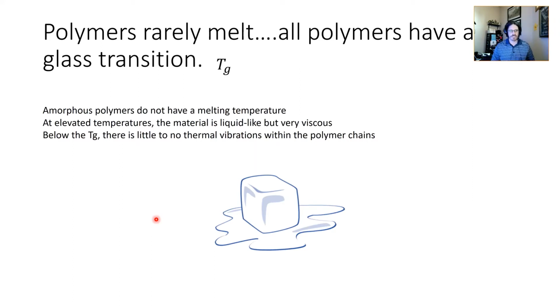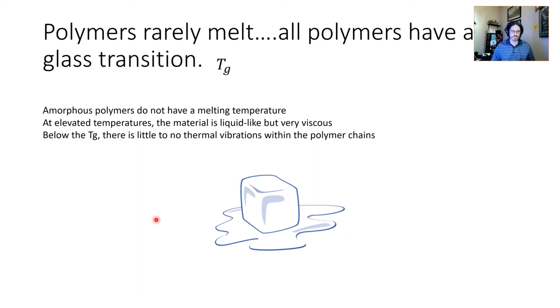Below the TG, there's little to no thermal vibrations within the polymer chains. And if you're familiar with the concept of phonons, and I've talked about it in other classes, phonons is how heat can get from one side of something to the other. It's also a critical component in indirect band gap semiconductors, so LEDs. Phonons play a role.